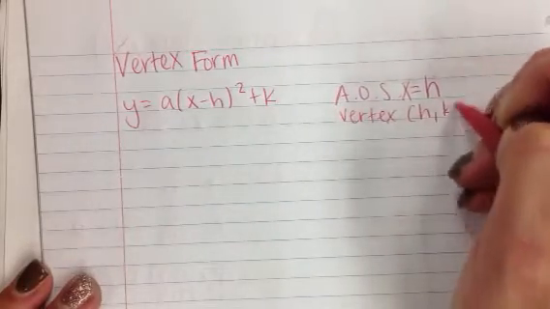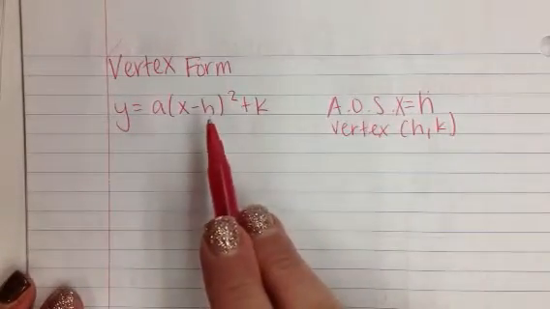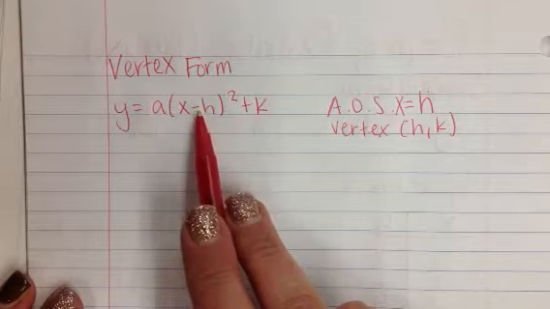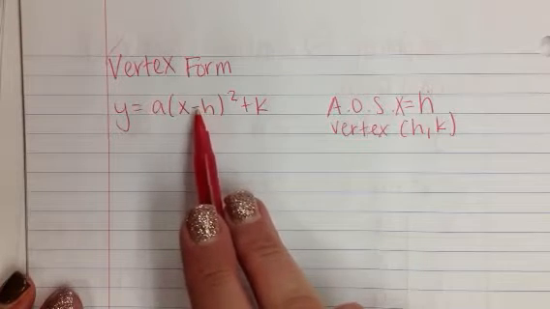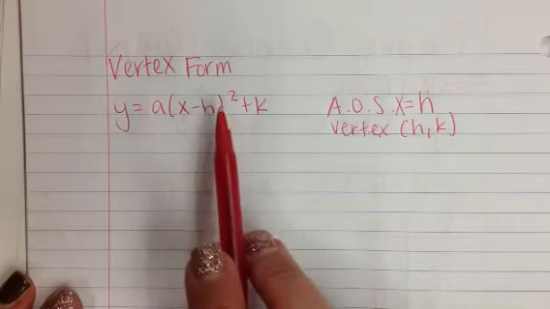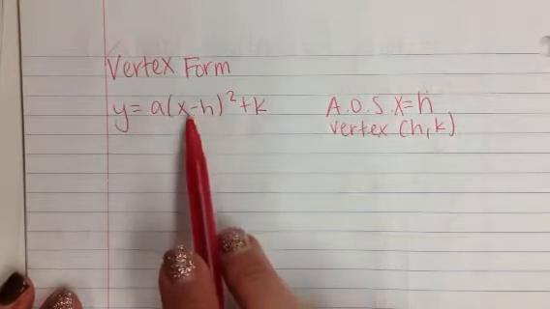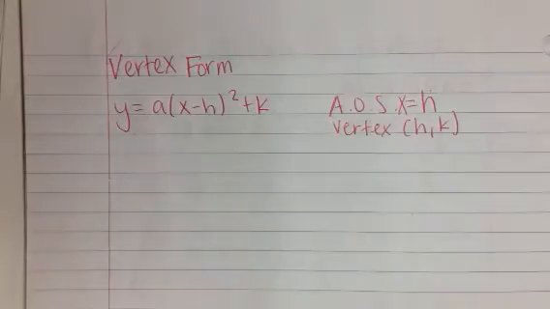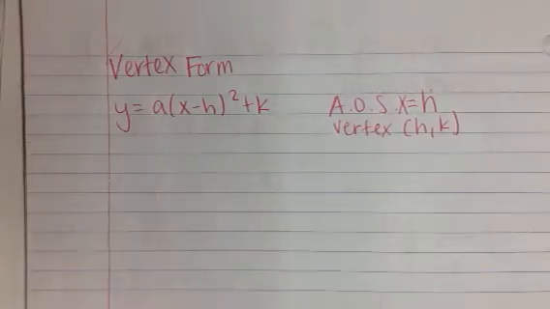Just like with absolute value, there is a negative already in the equation. So if this is a negative, we have a positive h. If this is a plus sign, we had to have a negative h in order to get the minus sign in the equation. So let's try one of those problems.